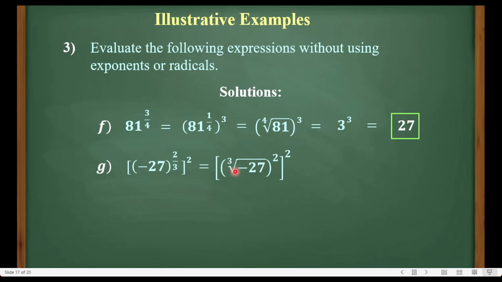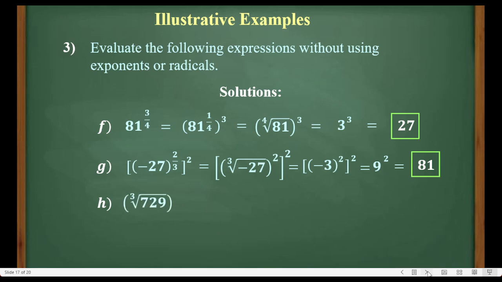So it's the cube root of negative 27 squared, quantity squared, and this will become what? Cube root of negative 27 is actually negative 3 squared, quantity squared. And this will become what? Positive 9, then squared, so that is positive 81. Okay. Next, letter H. How about cube root of 729, quantity squared? Of course, you evaluate the cube root of 729, that is 9, quantity squared will give us 81.